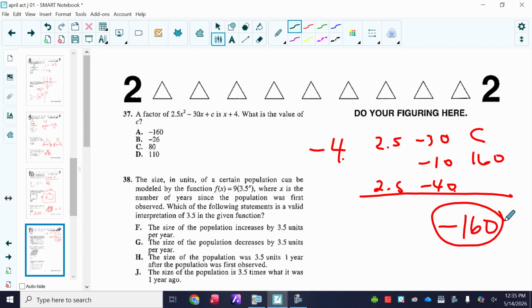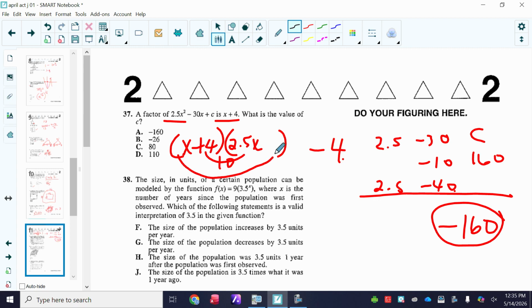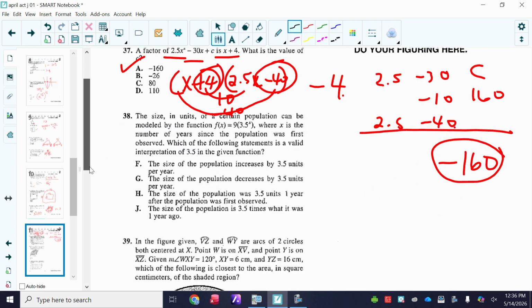I preferred it with the factoring concept. If x plus 4 is one of the factors, this is 2.5x squared, so this would have to be 2.5x. Now you think of reverse foiling. This is 10, so this is going to have to be -40 to make negative 30, you see? So the number is this product of those two, 4 times negative 40.